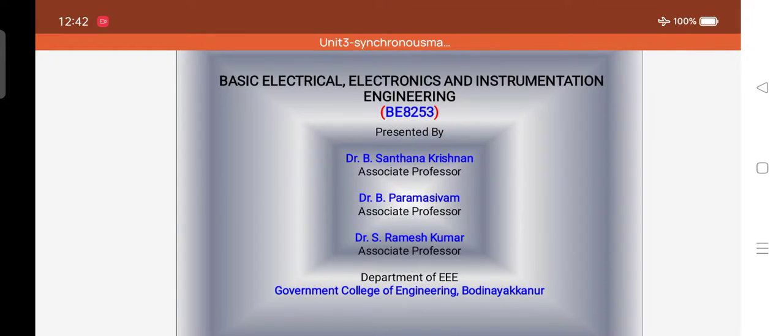Again, we are going to discuss another part of the third unit, synchronous machines, of Basic Electrical, Electronics and Instrumentation Engineering.